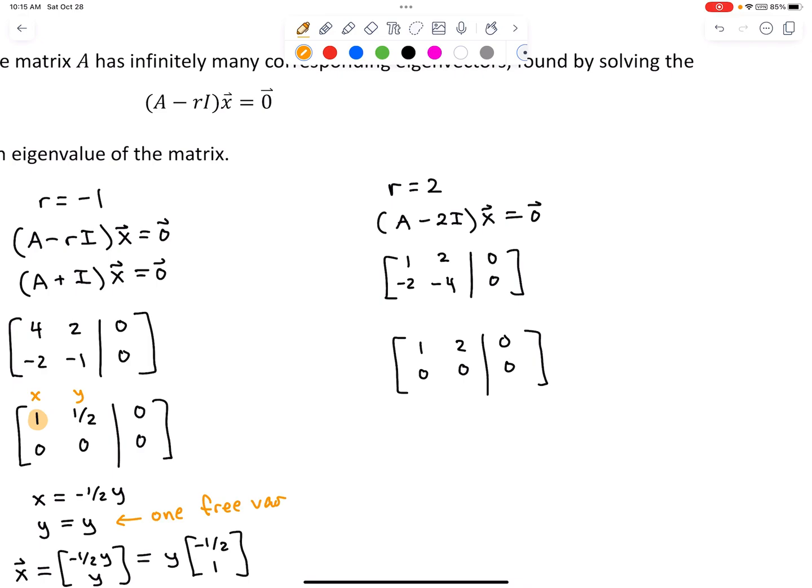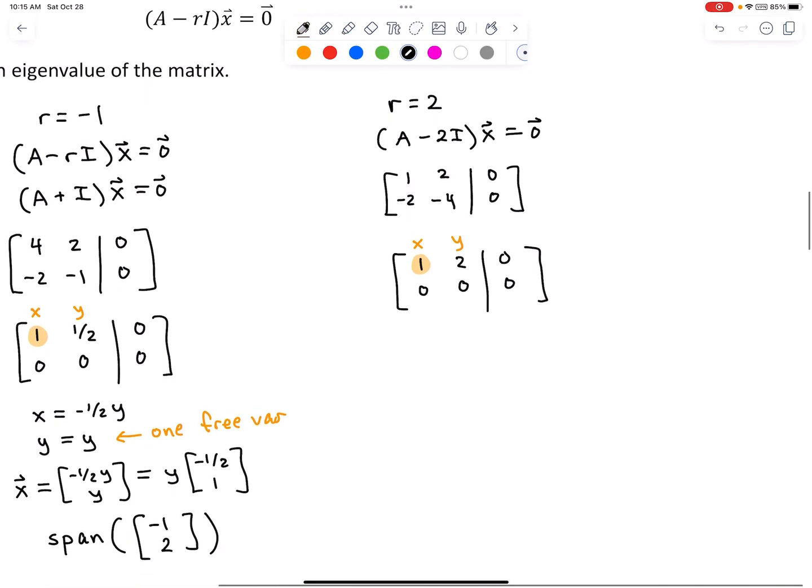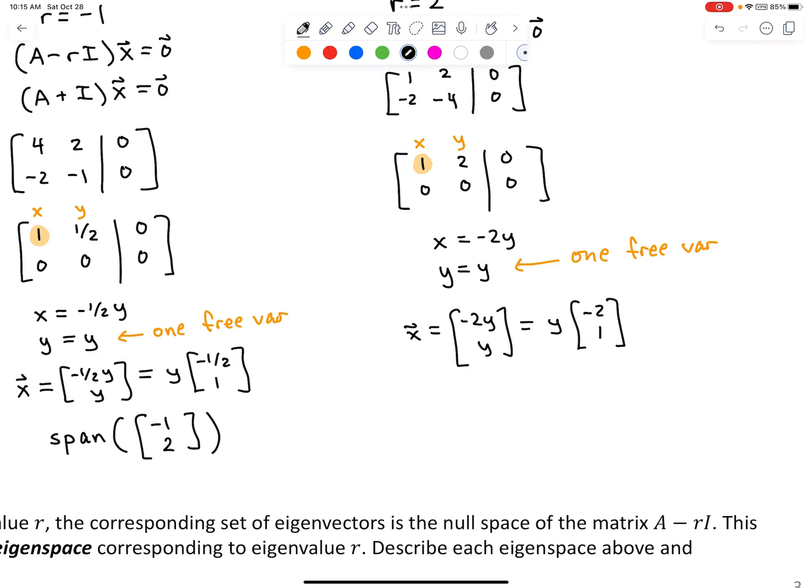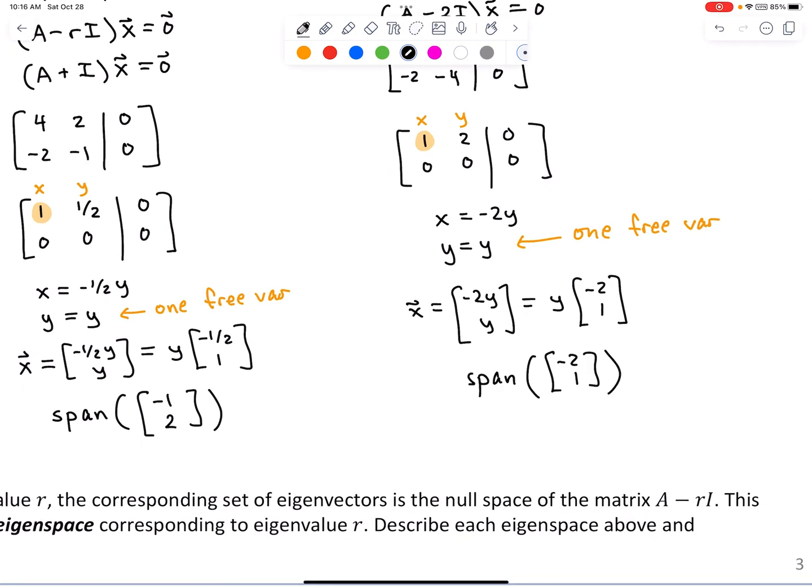And once again, we can see that we have a free variable at play. The only pivot position is right here, and so y, once again, is a free variable. So x plus 2y has to be 0. That tells us that x has to be negative 2y. And y can be itself. And it is the only free variable here. So our non-zero vector x has the form negative 2y, y, where I can factor the y out. This confirms that any non-zero multiple of this vector will be an eigenvector. And any multiple of this vector amounts to its span. And I'll just keep the vector as we found it because it had no fractions in it.